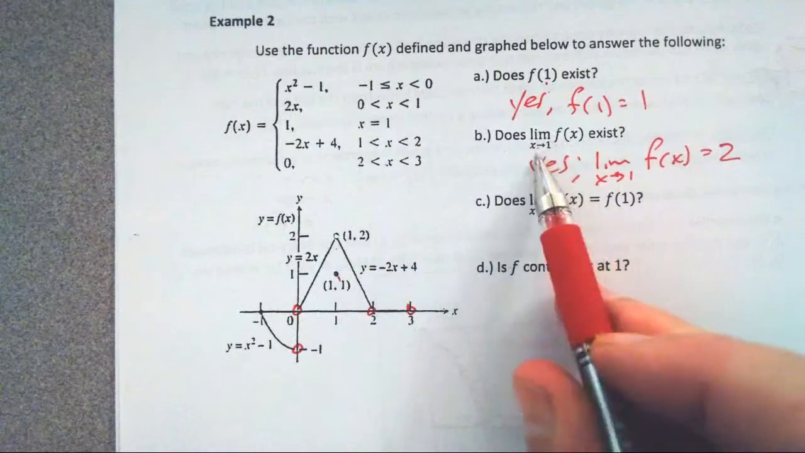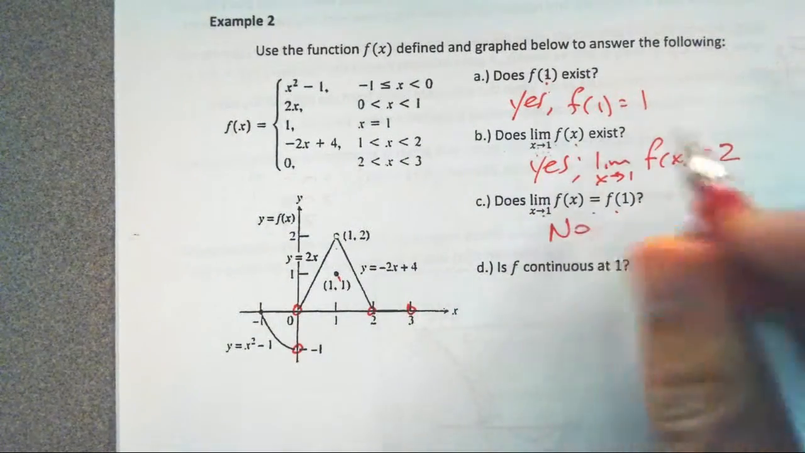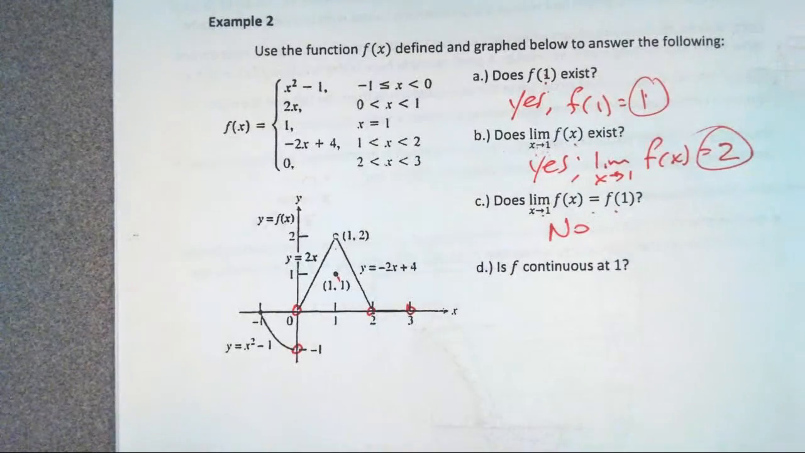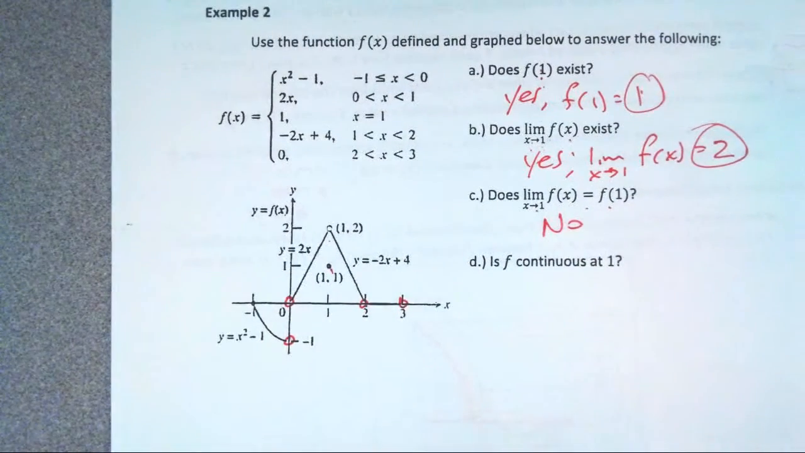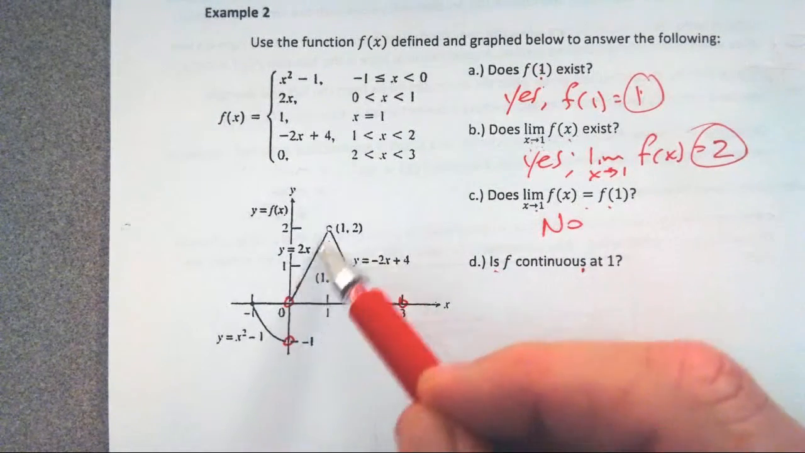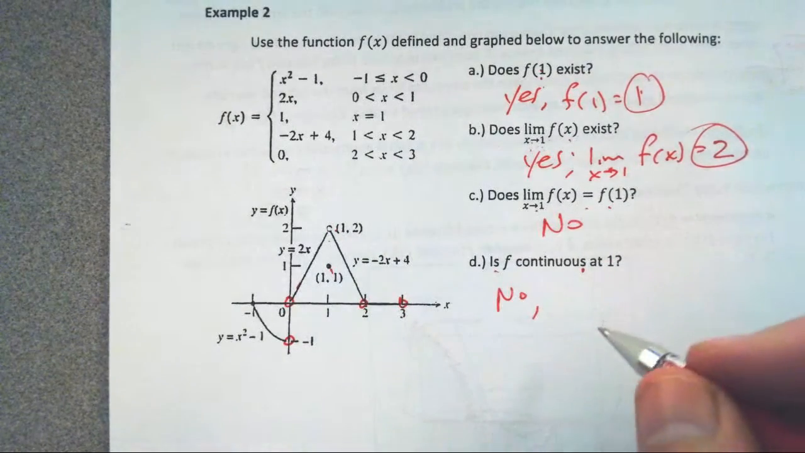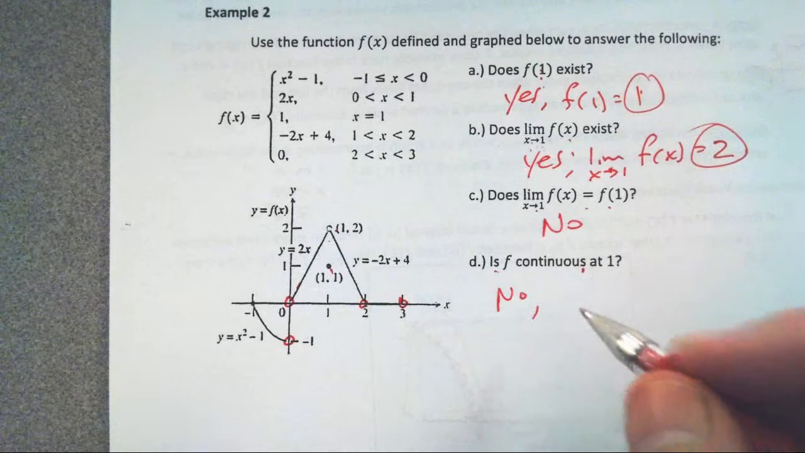Does the limit as x approaches 1 of f of x equal f of 1? No. They're 1 and 2. And I think that's the whole point of this. Limits can exist, functions can exist, but they don't have to be the same thing. Is f continuous at 1? No. What kind of discontinuity do we have?